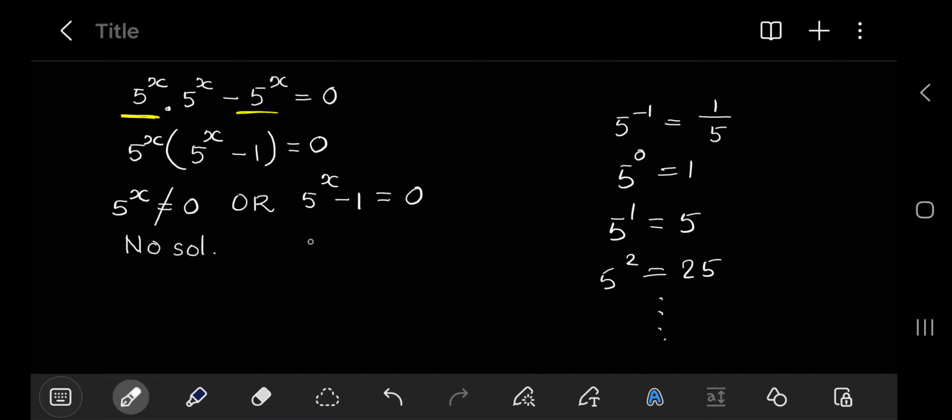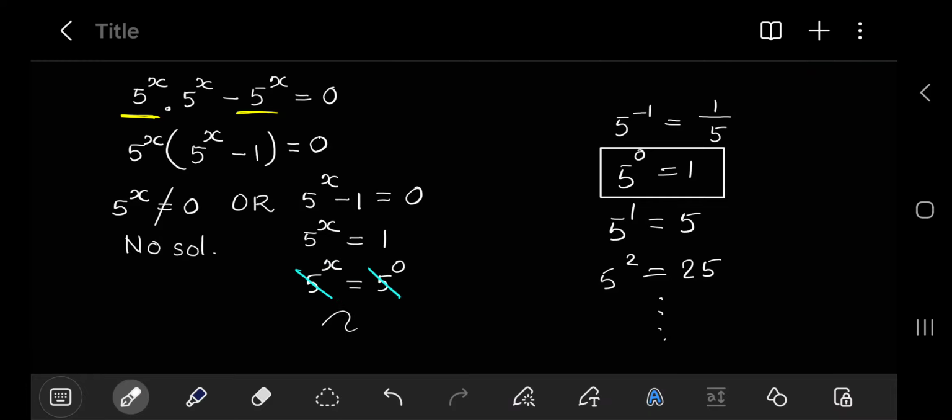Let's work with the second part. We've got 5 to the power x. Let's take the negative 1 over to the right. It becomes positive 1. And here you see 1 can be rewritten as 5 to the power 0. So we've got 5 to the power x is equal to 5 to the power 0. Now that the bases are the same, they cancel out with each other, and we can equate the exponents, so we have x is equal to 0.